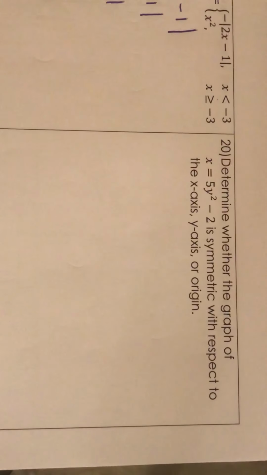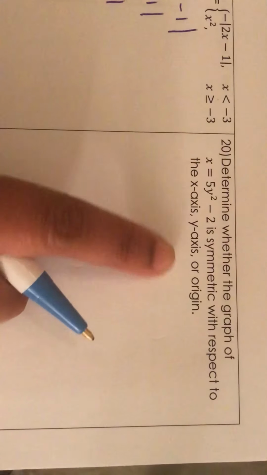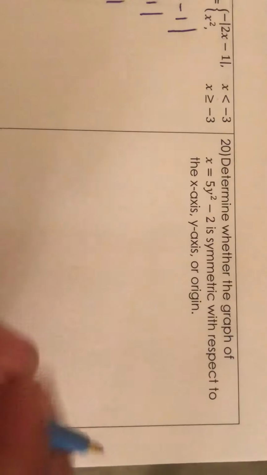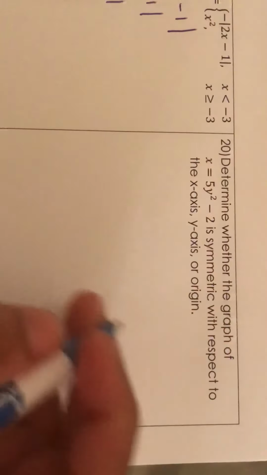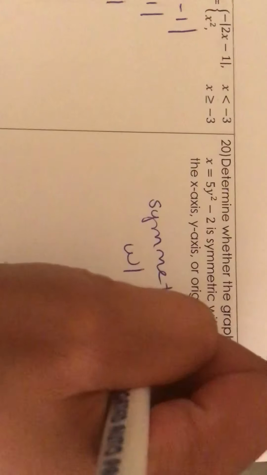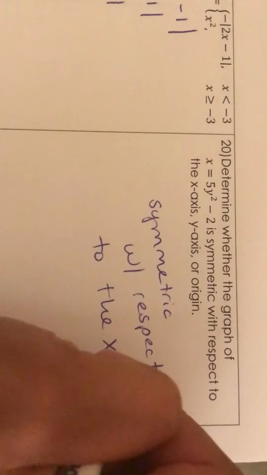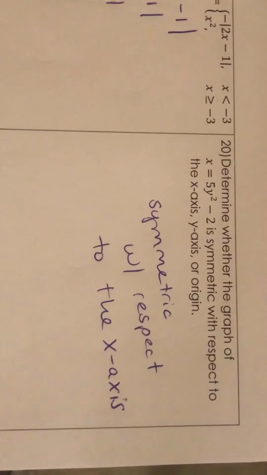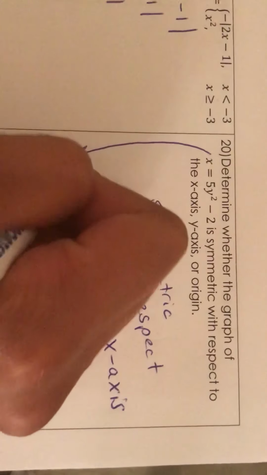Determine whether the graph of x equals 5y squared minus 2 is symmetric with respect to the x-axis, y-axis, or origin. So you're going to use a graphing calculator and you will find that it is a sideways parabola. So it is going to be symmetric with respect to the x-axis. By graphing calculator, I mean use like Desmos.com.